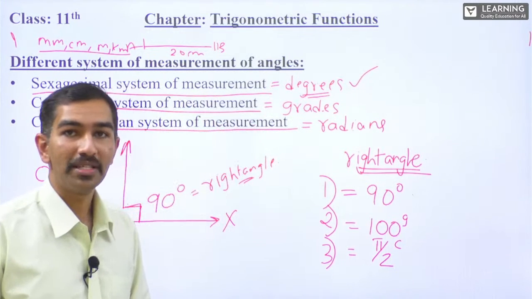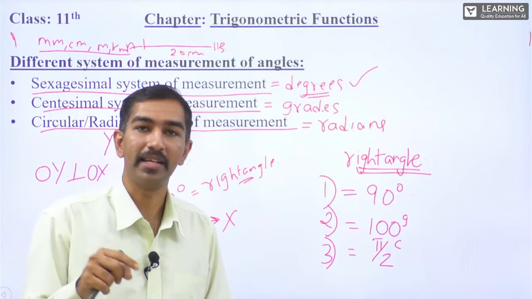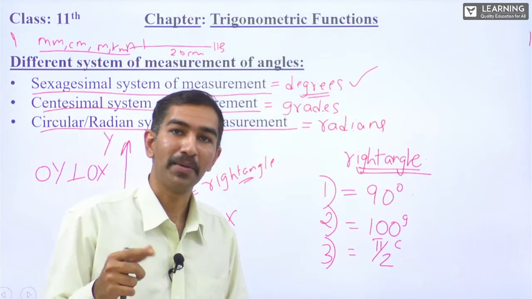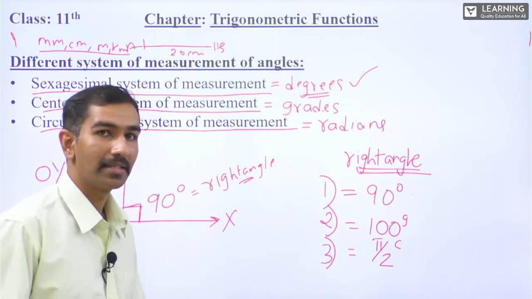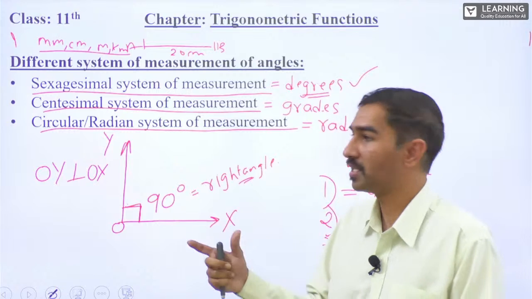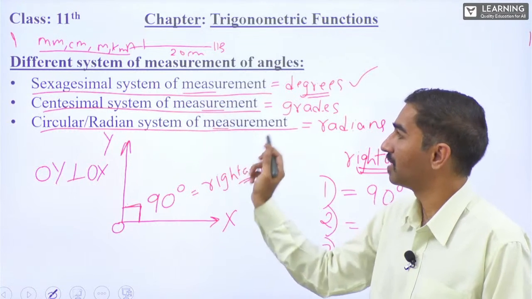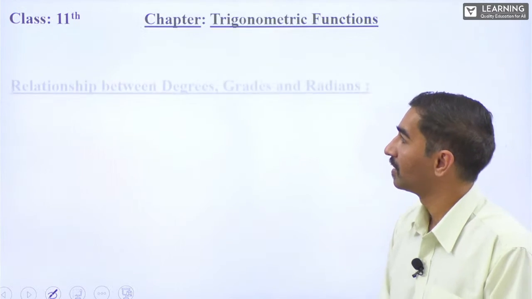So you know what a right angle is. When OY is perpendicular to OX, the angle between Y and X is 90 degrees. So one right angle equals 90 degrees, one right angle equals 100 grades, as well as one right angle equals pi by 2 radians. So the same angle we are measuring in different units, that is degrees, grades and radians.